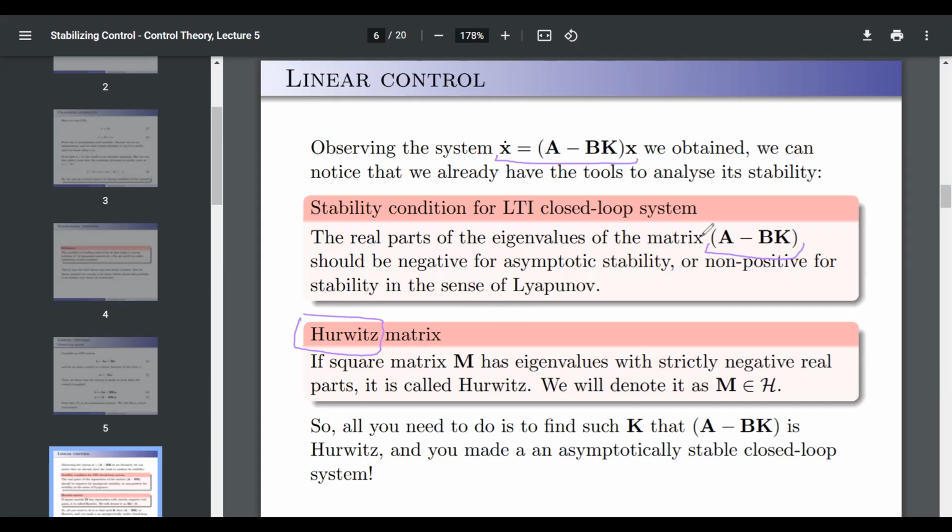All right, so this matrix just has to be Hurwitz. That's all. And as long as this is Hurwitz, our control stabilizes the system. By the way, if A is already Hurwitz, like if A already represents a stable system, we can just put 0 here and we're done. We don't need any control.